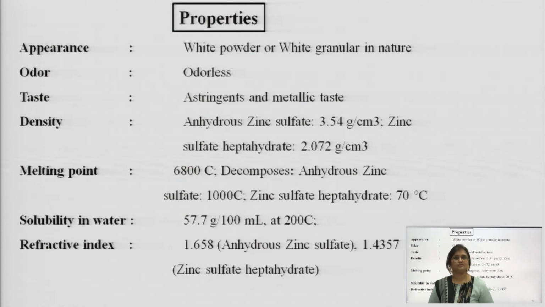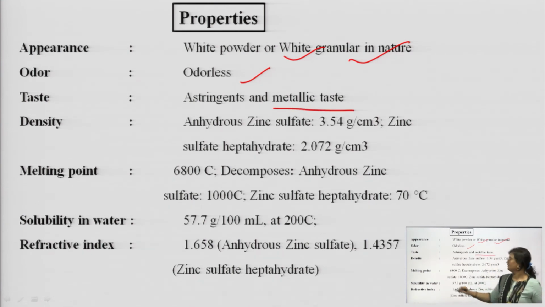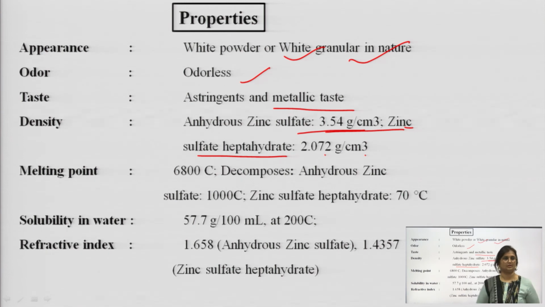Now we will move on towards studying the properties of zinc sulphate. Zinc sulphate is a white powder or white granular mixture in nature. It is odorless. It has an astringent and metallic taste. Anhydrous zinc sulphate has a density of 3.54 gram per centimeter cube. Zinc sulphate heptahydrate has a density of 2.072 gram per centimeter cube.